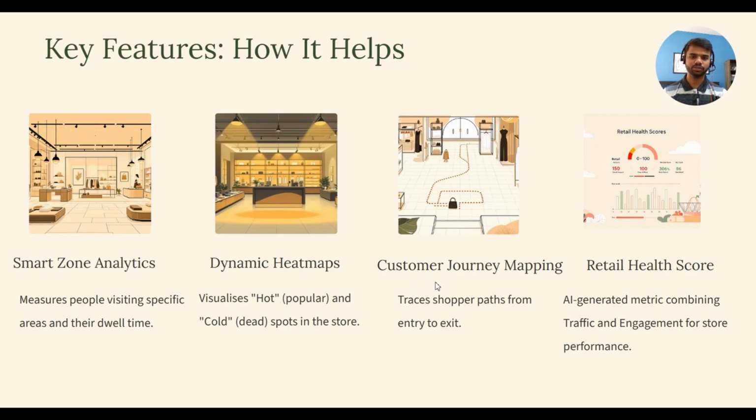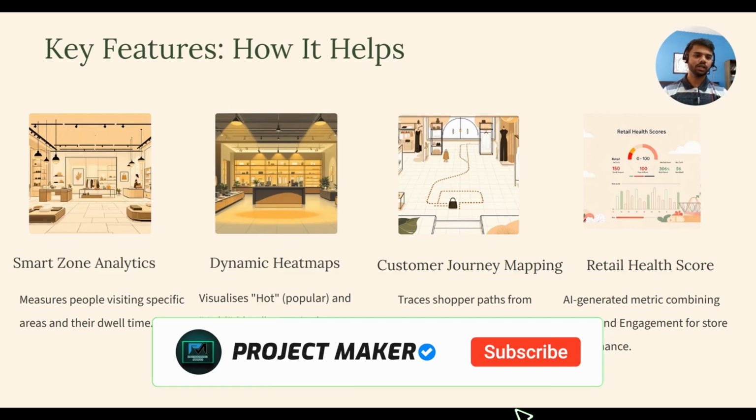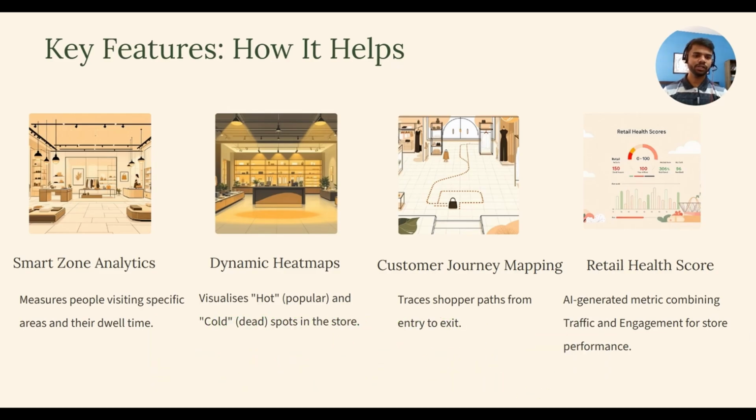After that, the next feature is customer journey mapping. It literally tracks the customer footfall movement. If a customer enters the store from the entrance, starting from the entry, the system tracks the shopper's path from entry to exit. The last is the retail health score. I already demonstrated this health score to you. It is an AI-generated metric which combines traffic and engagement for store performance. It is directly proportional to the profits of the shop, because if people spend more time, they will purchase more things, which will increase your profit. So these were the main key features.